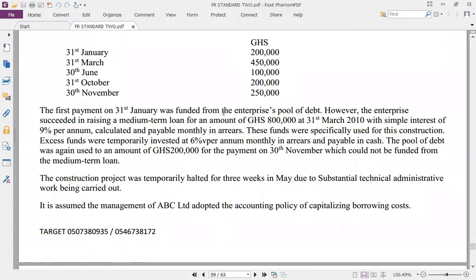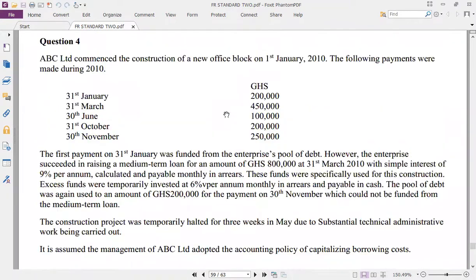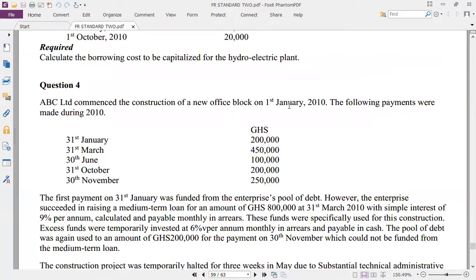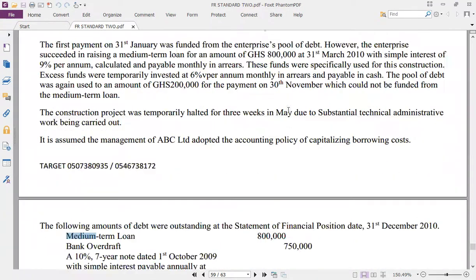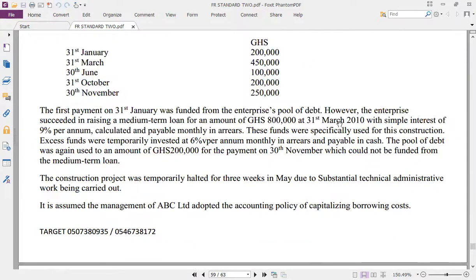Have you seen this question? It was totally silent about when the asset was completed. If they are silent, just use 31st December. Check the beginning, check their financial position date, and use 31st December. So that means this loan will run from 31st March up to when? December. So how many months?